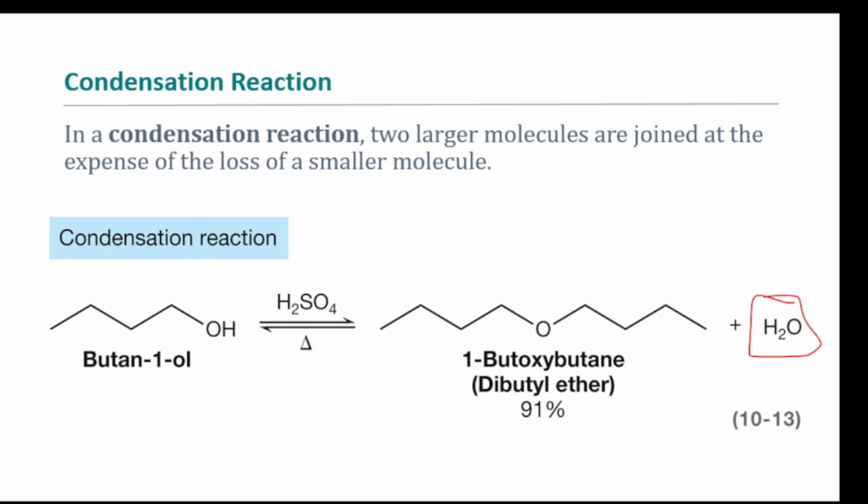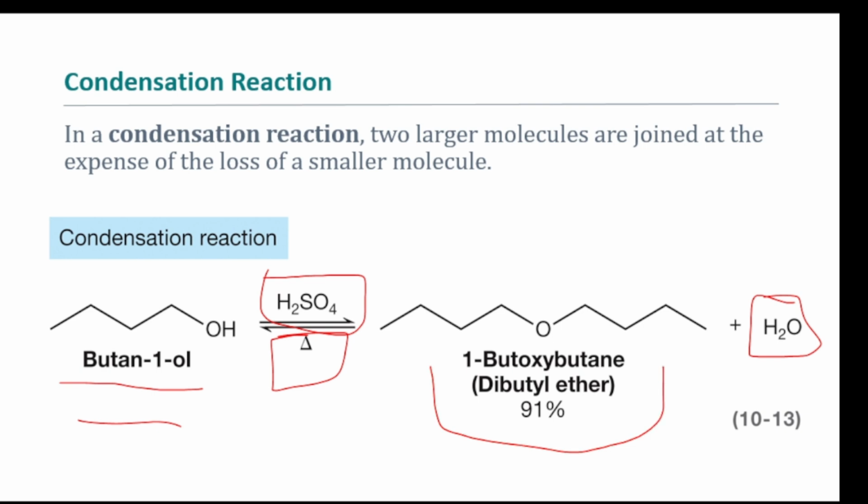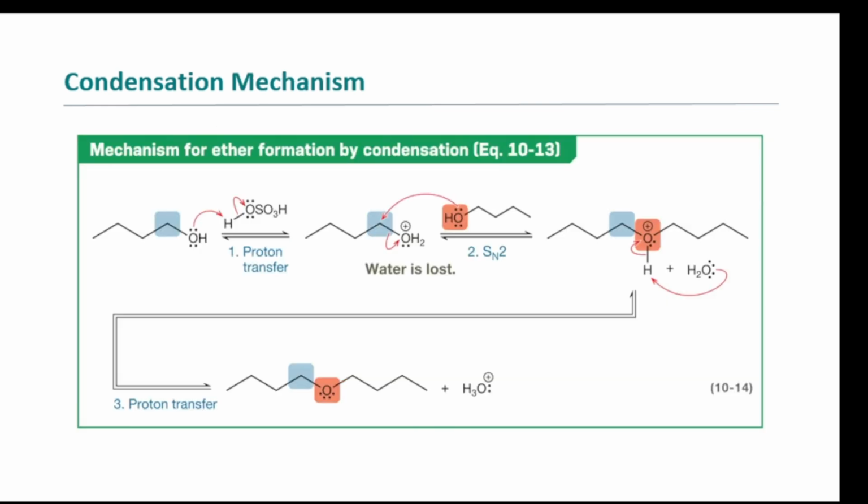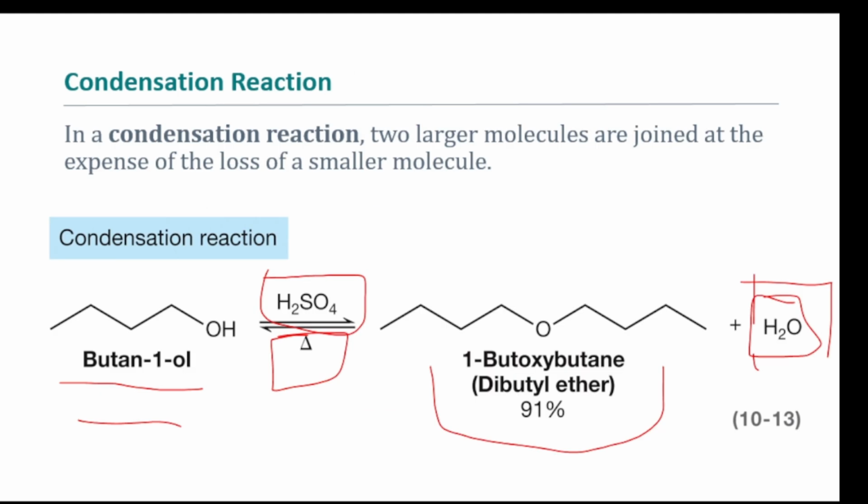And so right here we have our alcohol. This is butan-1-ol, or 1-butanol, if we're doing the old IUPAC methodology that made some sort of sense on saying it. This is going to be acidic conditions with heat. And what we're going to get is our dibutyl ether here, 91%, and we're going to lose water. All right. So, can anybody try to guess the mechanism for this?